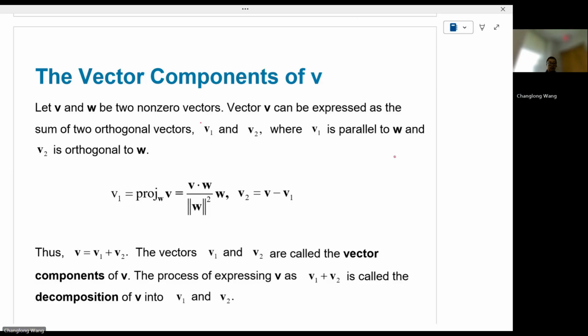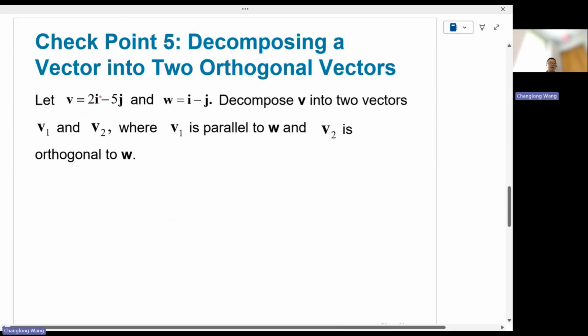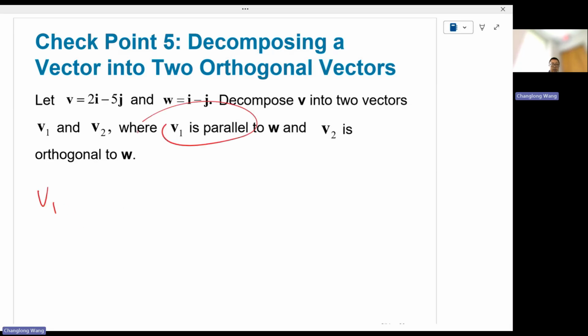And let's do that with the same exact setup that we had yesterday. If you remember, V is 2i minus 5j, W is 1i minus 1j, right? So find the V1, which is the parallel component. It's as simple as finding the projection of V onto W. Up to some work, we figure that it's 7/2 i minus 7/2 j. If you don't remember how we did that, watch the recording, either from a couple of minutes ago or from yesterday.